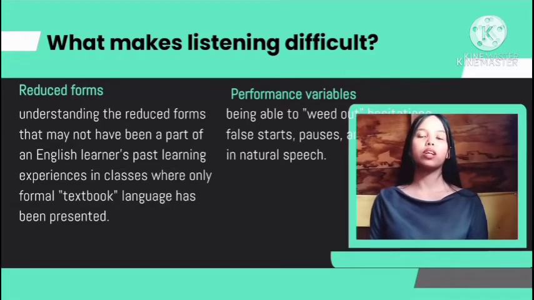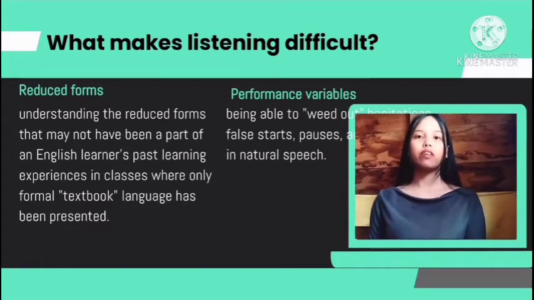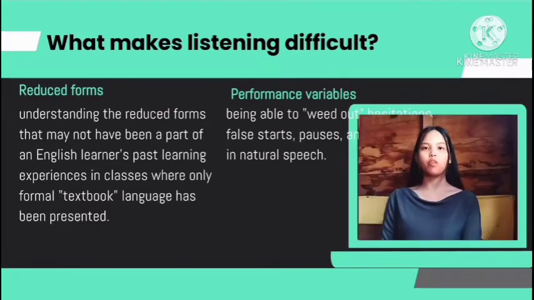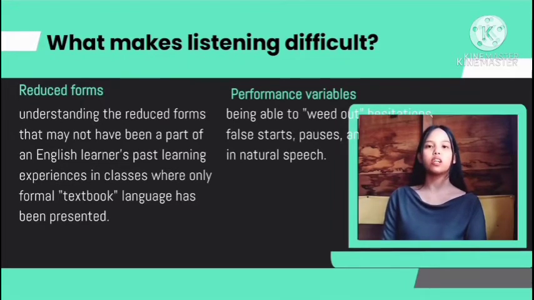Like for example, when a native English speaker talks to us and says, "I find our classmates so sus." Sus, as in S-U-S. And we'll be like, "What is sus?" Then the speaker will have to give you the unreduced form of this word, which is suspicious. Number 4, performance variables, being able to weed out hesitations, false starts, pauses, and corrections in natural speech.